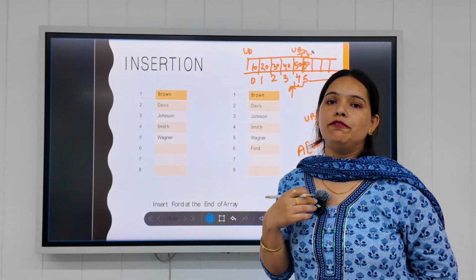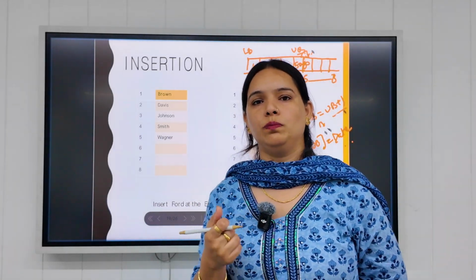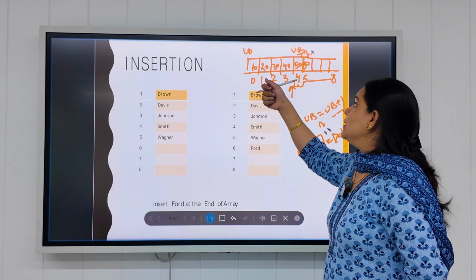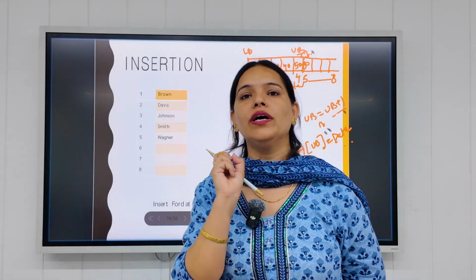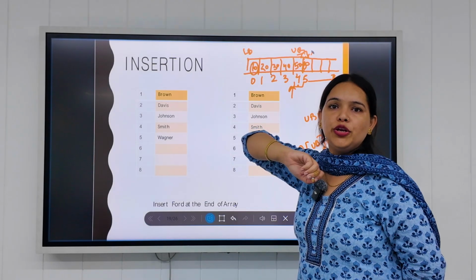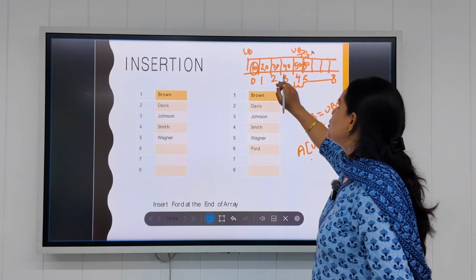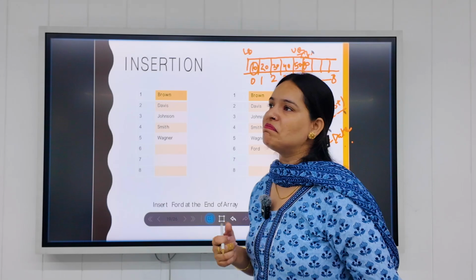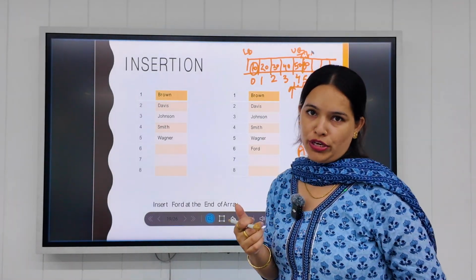Now, if I want to add the element at the beginning of the array, what will we do? Can we directly add the value to the first location? See, if we directly add the value to the lower bound, what will happen? This value will be overwritten with the newer one. We don't want to lose our data. So we will simply shift the entire array. If you want to retain your data, you will shift the entire array by one location.